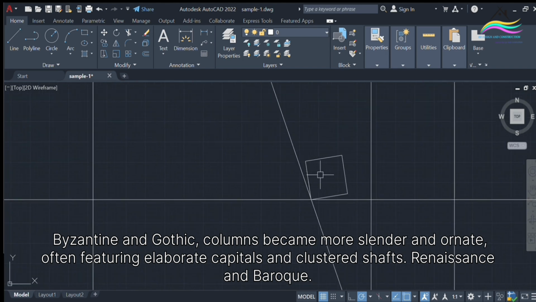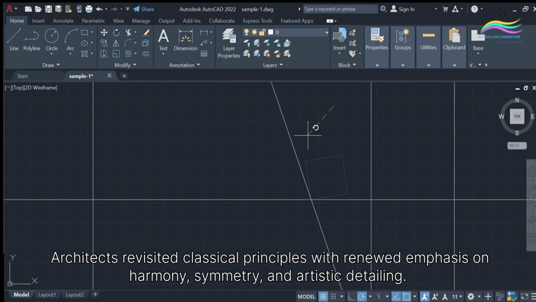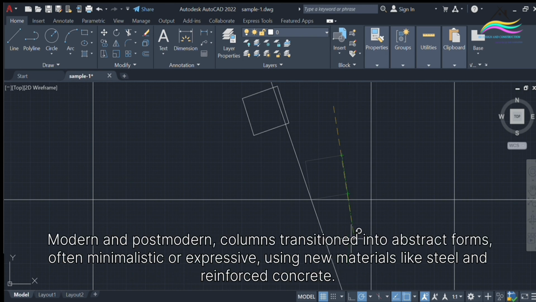Renaissance and Baroque. Architects revisited classical principles with renewed emphasis on harmony, symmetry, and artistic detailing. Modern and postmodern: columns transitioned into abstract forms, often minimalistic or expressive, using new materials like steel and reinforced concrete.